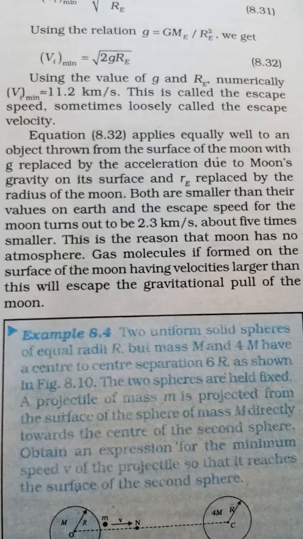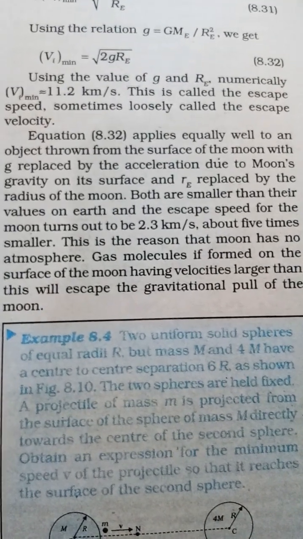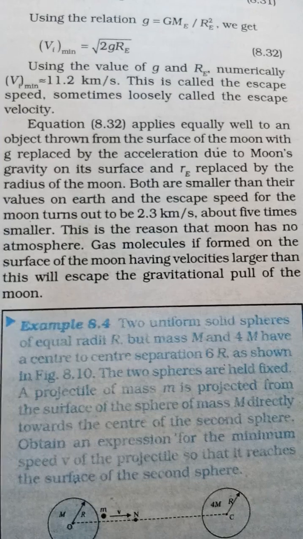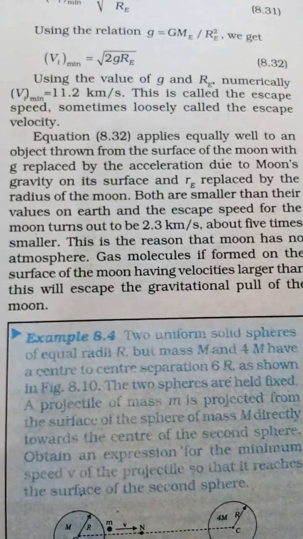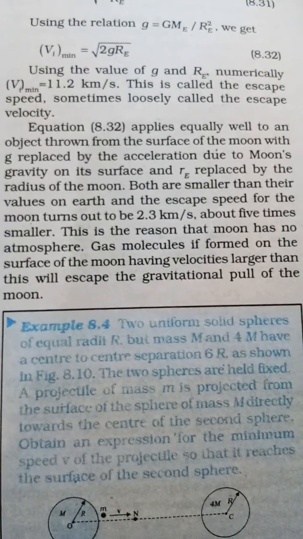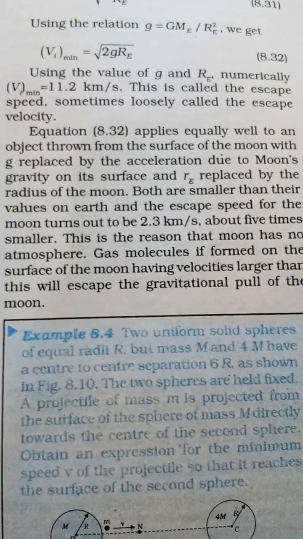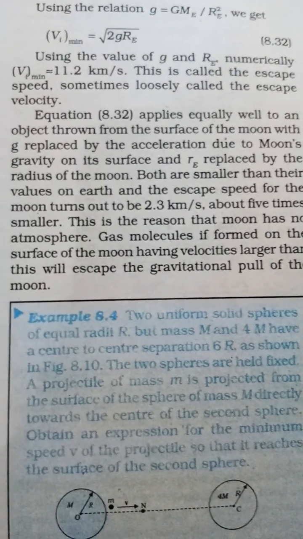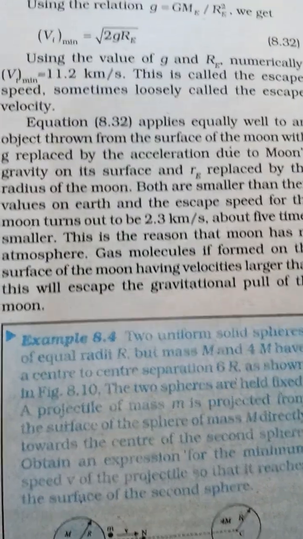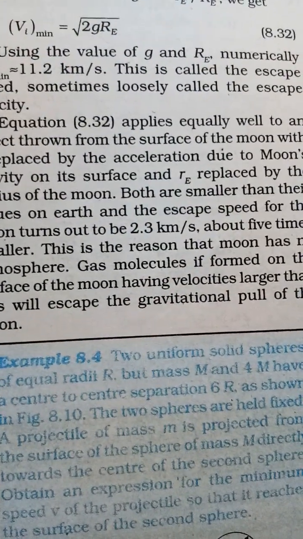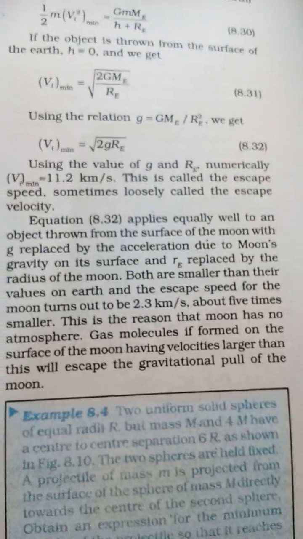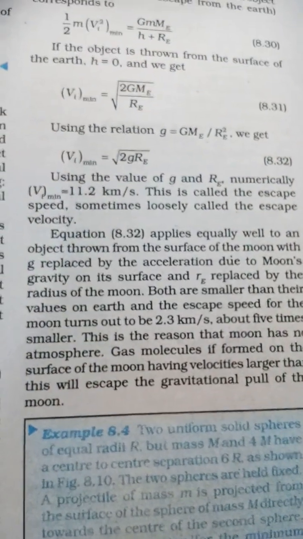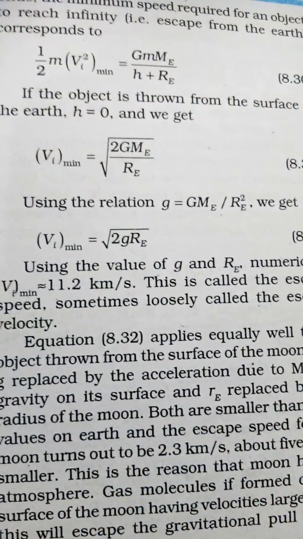This is the reason that the moon has no atmosphere. Gas molecules, if formed on the surface of the moon, having velocities larger than this, will escape the gravitational pull of the moon. So escape speed is what you have seen, with the help of equations.